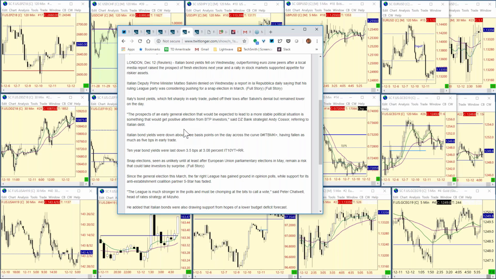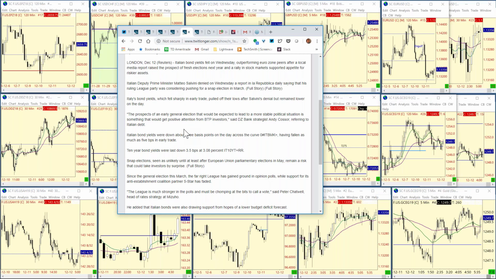Italy's bond yields, which fell sharply in early trade, pulled off their lows after Salvini denied it but remained lower on the day. The prospects of an early general election that would be expected to lead to a more stable political situation is something that could get positive attention from BTP investors. Italian bond yields were down about 3 basis points. A snap election is seen as unlikely until at least after the European Union parliamentary elections in May, but remained a risk that could take investors by surprise.